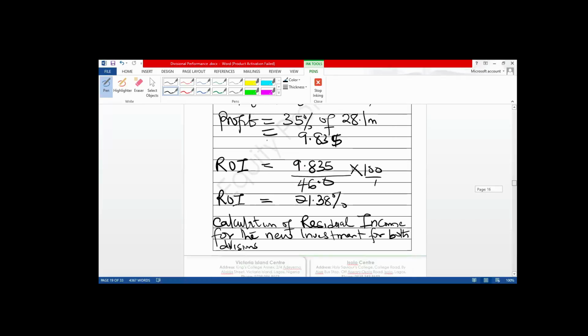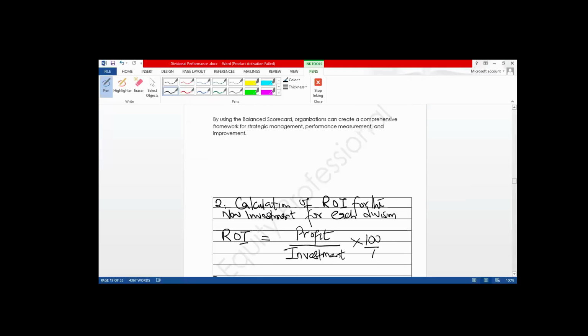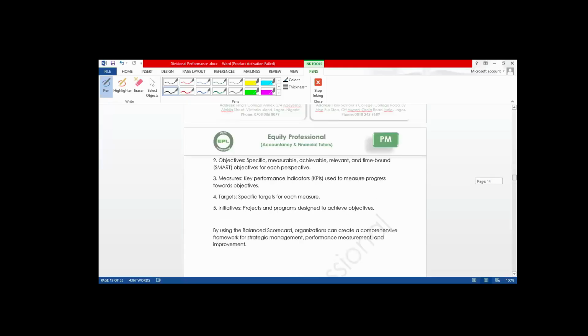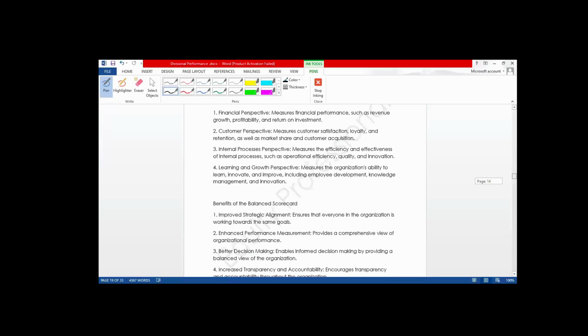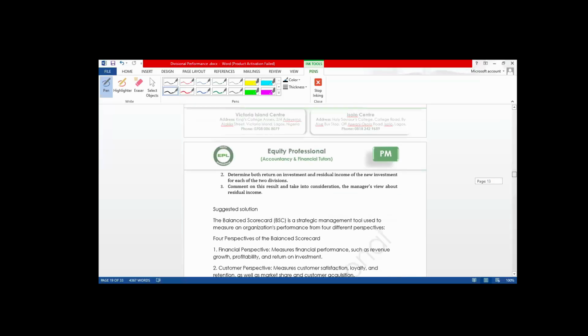The answer to requirement 2. Comments on these results, taking into consideration the manager's view about residual income.